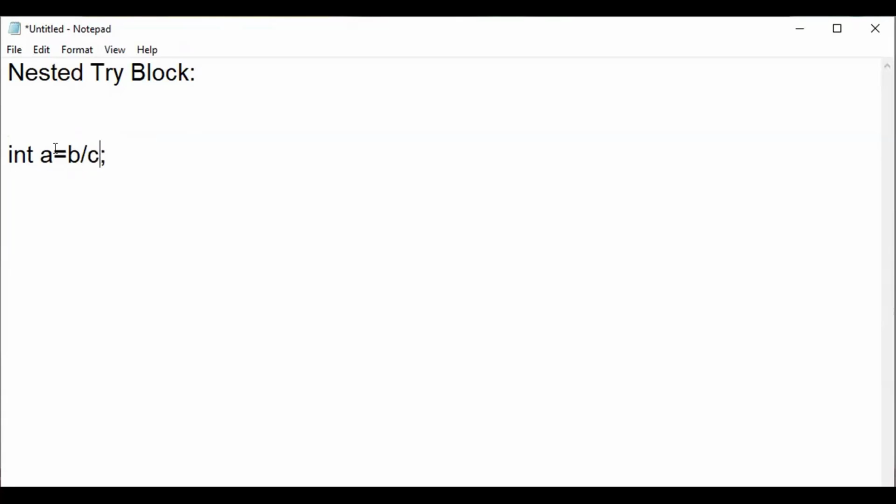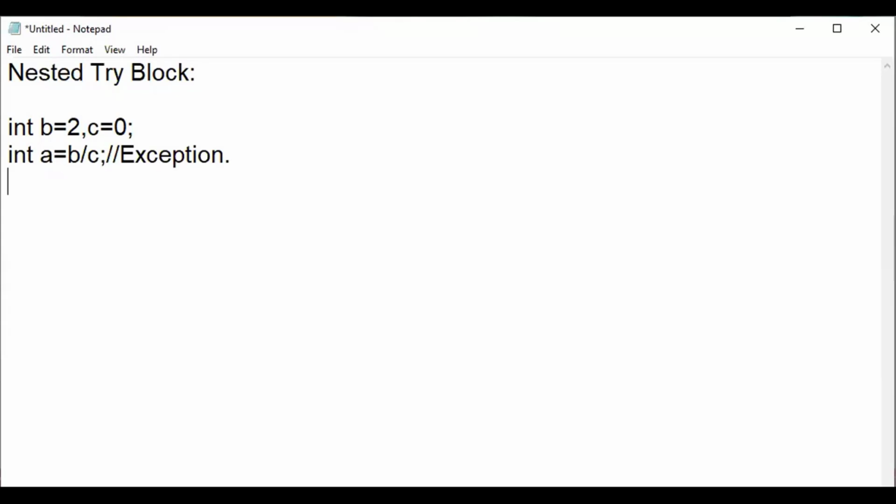Now this expression evaluation completely depends on the values of b and c. Suppose b is equal to 2, and the value of c is equal to 0. Maybe some user has entered this, or after evaluating a few expressions you got this answer for c. Now if I perform this action, will there be an exception at this point? Right, because you are performing a division by 0.